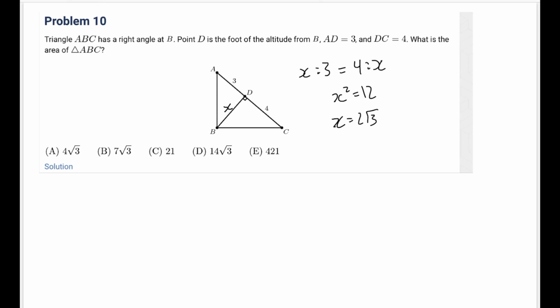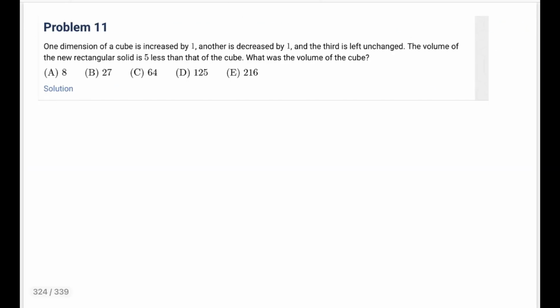So what is the area of ABC? The area is AC times BD times 1/2, right, since they are perpendicular. So AC is 7, BD is 2 root 3, times 1/2. So these two cancel. This is 7 root 3. The answer is B. Problem number 11.